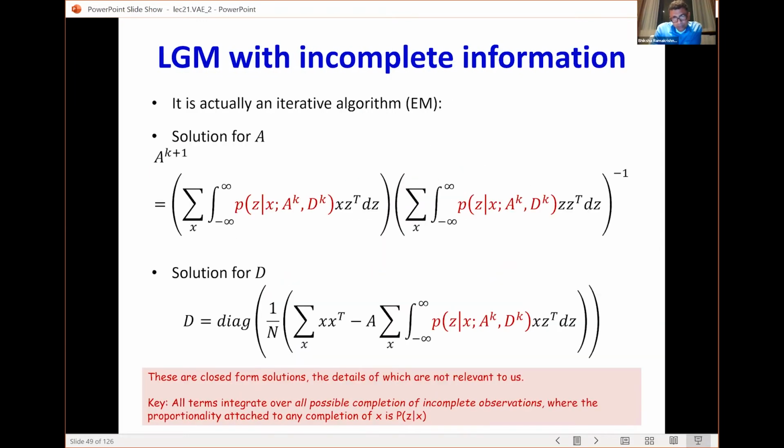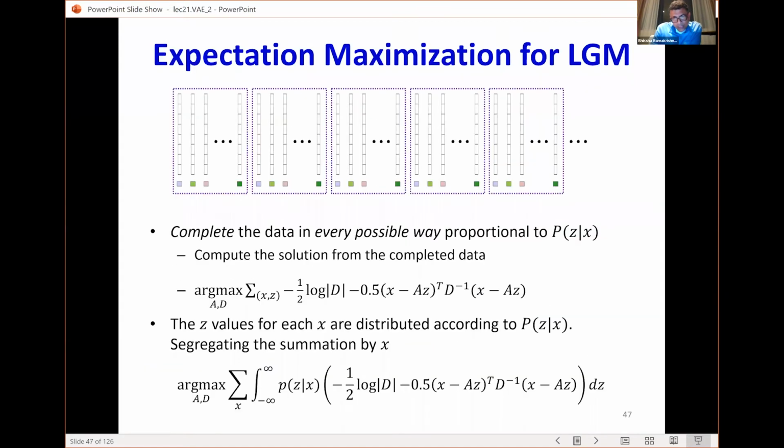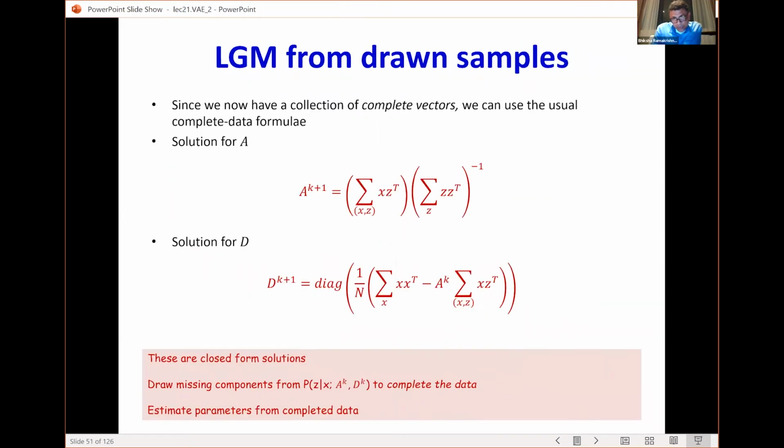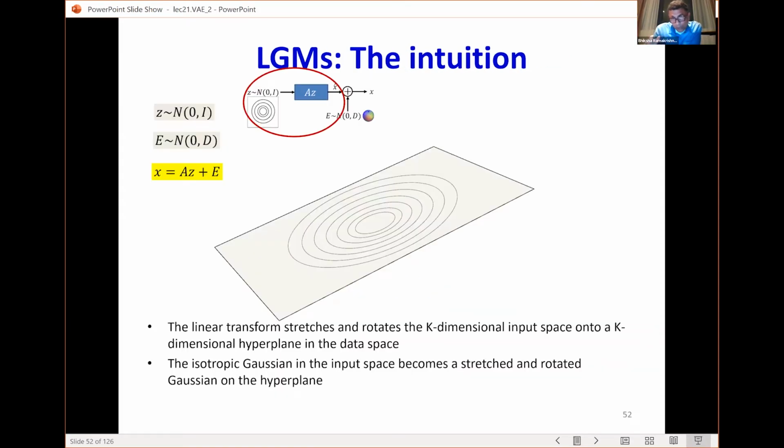So there are two ways of completing the data. You could either have filled in every possible value of z, or you could have simply sampled the z from P of z given x, which has a closed mathematical form. And either way, you could now use the completed data to re-estimate your parameters, and everything is fine. So you sort of get the idea of what we are doing.